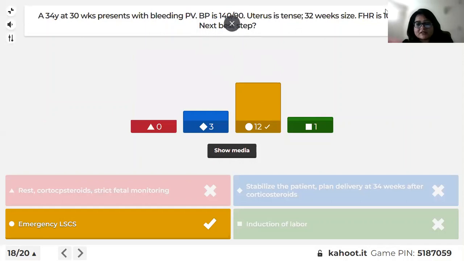Already the fetal heart is 100 beats per minute. There is fetal distress. So this is abruption with fetal distress. The best way to deliver such a patient would be to do an emergency LSCS. If the fetal heart was all right, the answer would have been induction of labor. So if fetal heart was 140, a slight change of this question, the answer would have been induction of labor. But either way, you have to terminate the pregnancy.